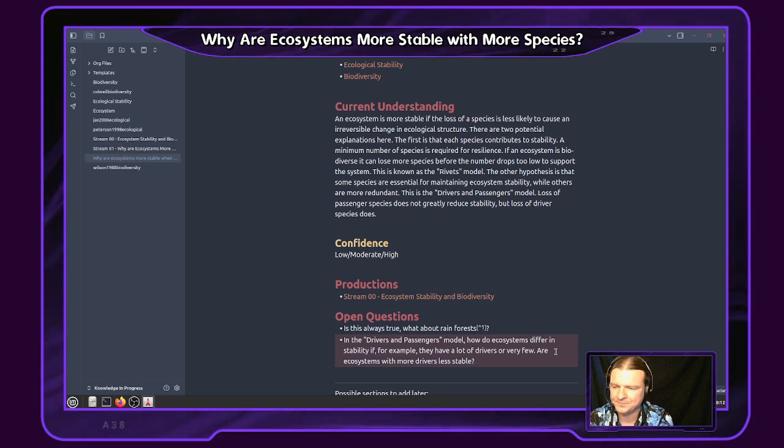So that would suggest that maybe the question isn't complete, right? Why are ecosystems more stable when they contain more species? In many cases, they are, because of either the rivets or the drivers and passengers model. But this is not necessarily always going to be the case, because there are some ecosystems that seem to break this rule.